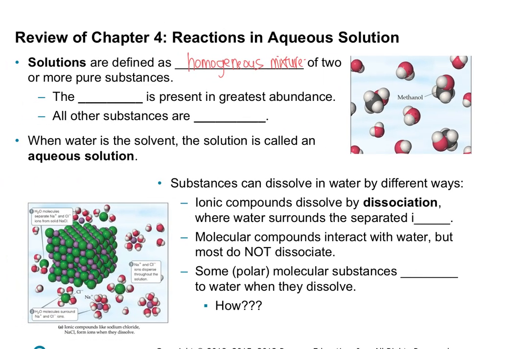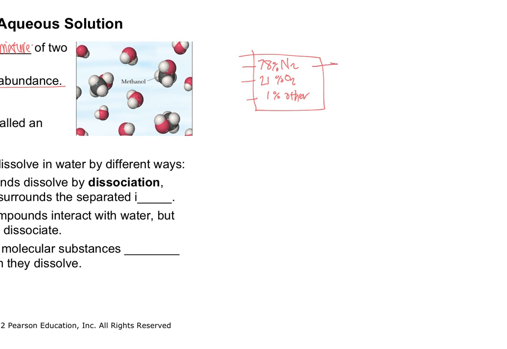So the solvent is the substance that is present in the greatest abundance. So the majority thing. Normally we think of the solvent as water because usually water has the most amount. The other substances are called the solutes, so the minority. So here I have nitrogen being my solvent because it's present in the greatest abundance, and then oxygen and other gases such as carbon dioxide and argon and such are the solutes.